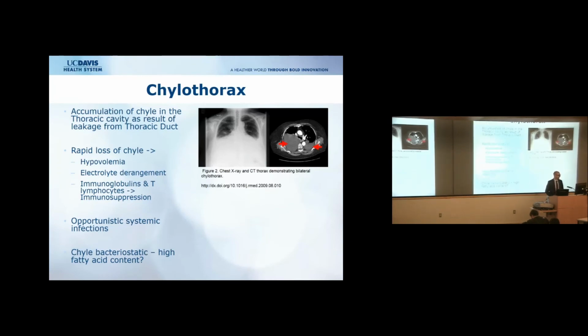So accumulation of chyle in the thoracic cavity is chylothorax. With rapid loss of chyle, you can even develop hypovolemia because of the high volume in the system. Obviously there is electrolyte derangement, as I mentioned, and then immunosuppression from the loss of immunoglobulins and specifically T lymphocytes, making the patient prone to opportunistic infections. Just as an aside, chyle in itself has been described as being bacteriostatic, mostly due to its high acidity or fatty acid content.